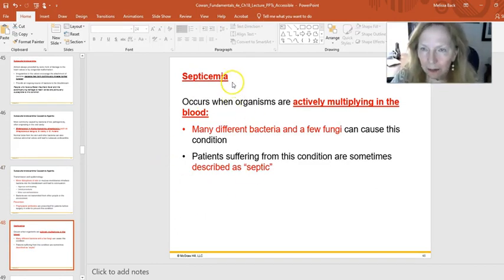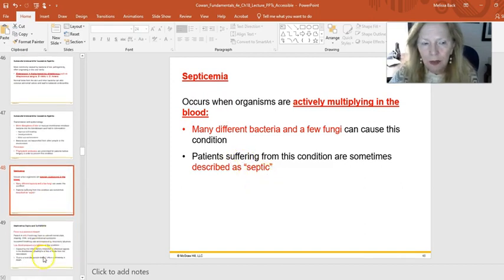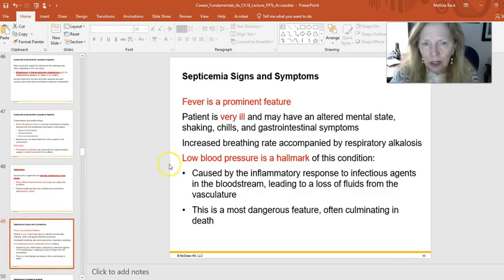Septicemia, we said, it is actively growing. Not just the presence of that might be transient, might come and go, but actively growing, multiplying organisms. They're using your blood as a petri dish. This is a very dangerous situation.